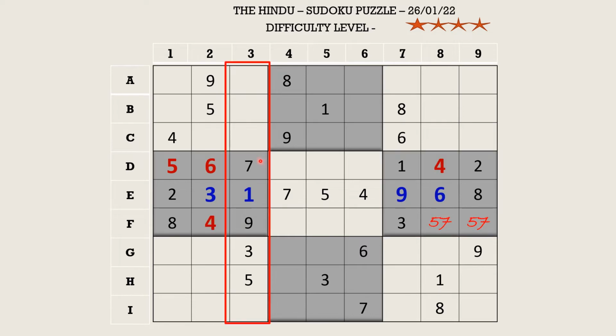Let's try to fill column 3. There is a 4 here which blocks these 3 cells and there is only 1 cell left. So this cell, that is I3, takes 4. And now there are 3 empty cells and the missing numbers are 8, 2 and 6. There is an 8 in A row and B row. So C3 takes 8 and these two cells take 2, 6 pair.